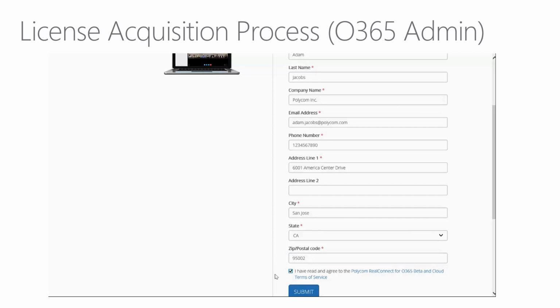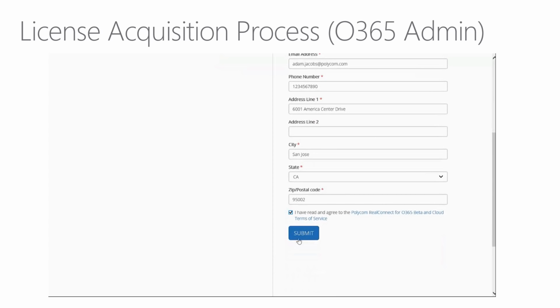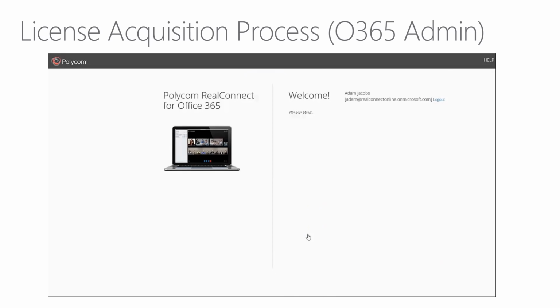And I'm going to accept the terms of service, submit. And now what we're going to see is a summary of our licensing entitlement. So if we just wait a moment, that should come back with the information.